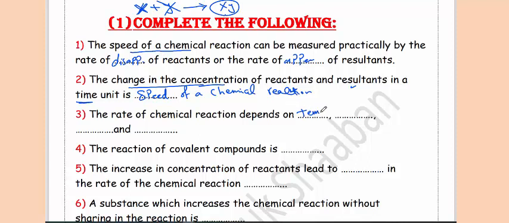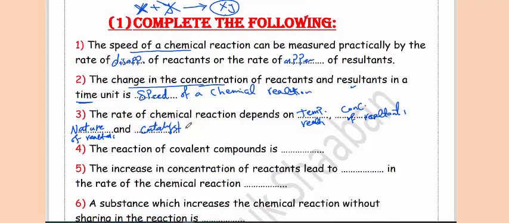Temperature of reaction، أو concentration of reactants، أو nature of reactants، also و finally catalyst. كل دي factors بتأثر على rate of chemical reaction بتاعي.